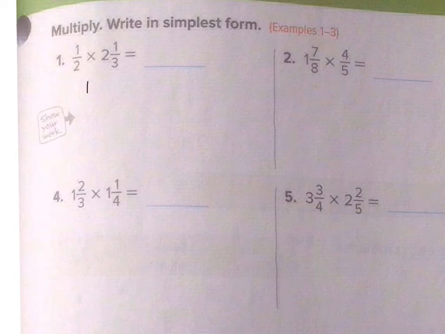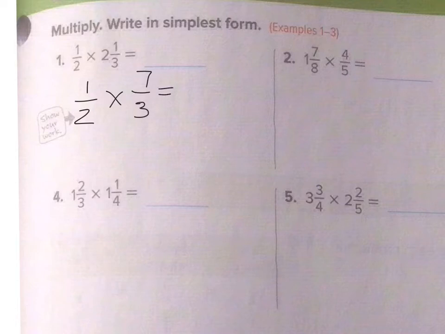To begin, we start with 1/2 times 2 1/3, which is a mixed fraction, so we're going to change it to an improper fraction. So 3 times 2 is 6, plus 1 is 7 over 3. Top times top, bottom times bottom is 7 over 6, which equals 1 1/6.